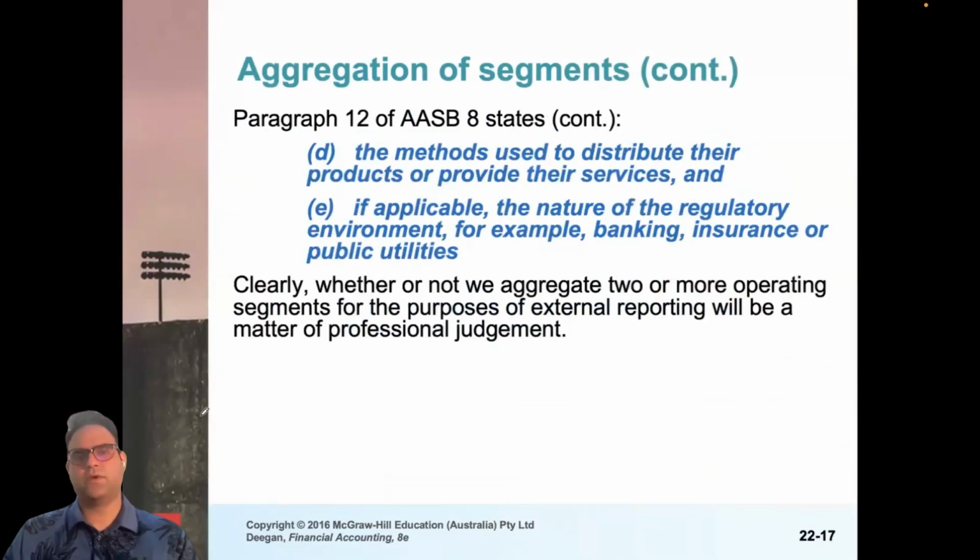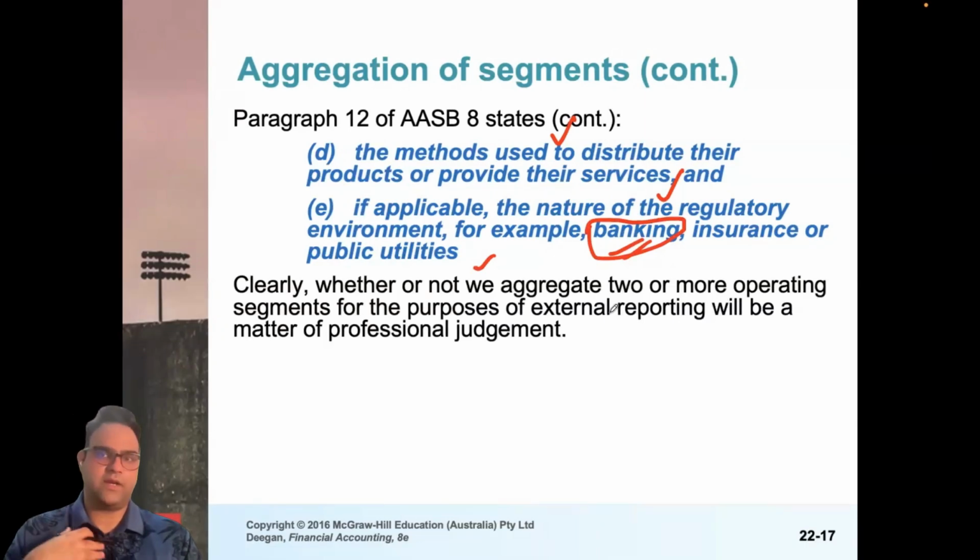Second, a few more things: if their methods of distribution are the same, and the nature of the regulatory environment is the same. For example, one company has two or three banks under it, and they come under the same regulatory authority, which is Bank Negara in the case of Malaysia. So we can aggregate; we have a choice to combine the profit of these two.